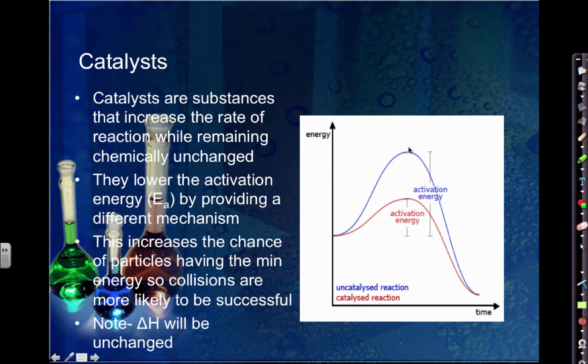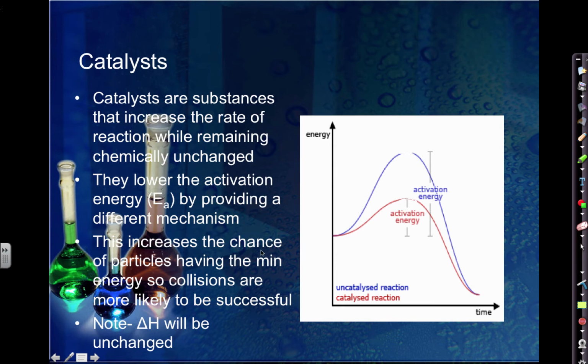Now the way a catalyst works is that it will lower the activation energy. So if this is how much energy you need to make the reaction happen, the catalyst will lower it. It'll lower the hump. And it does that because it provides a different pathway for the reaction to happen. So the mechanism will be different. So maybe it'll have less steps, or the steps are just quicker.